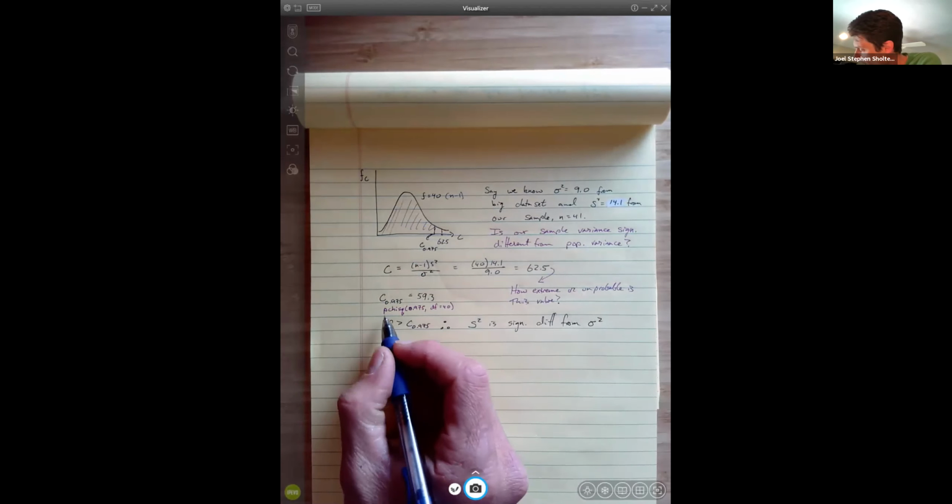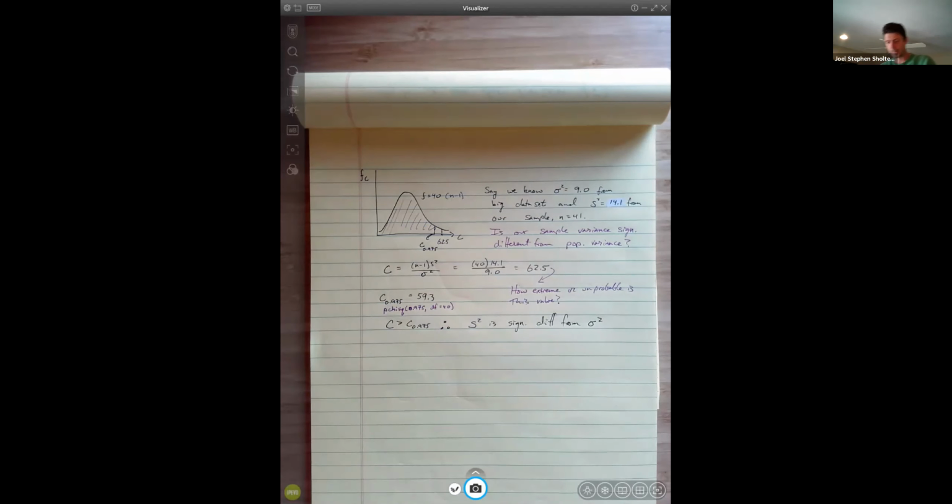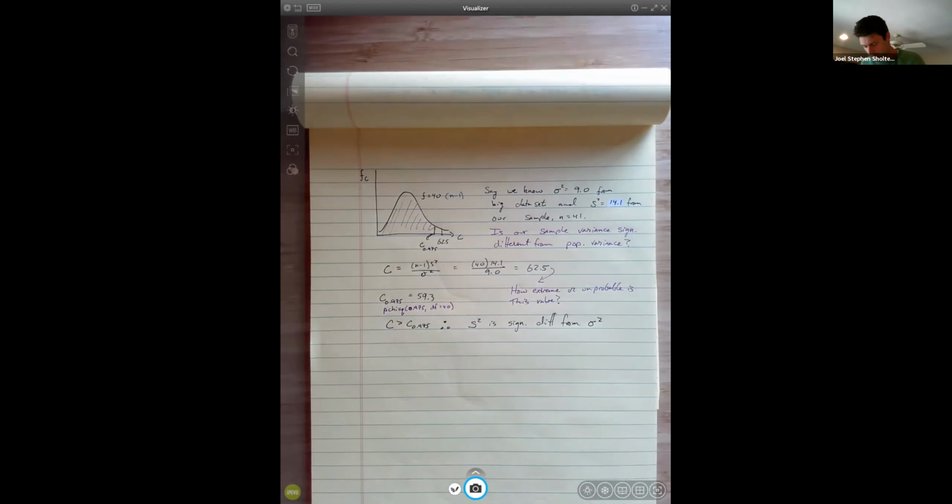So we can go to the chi-square distribution. It's in your book again, or you can do it in R. So let's look for the chi-square distribution in this table A4. There we go. Okay.